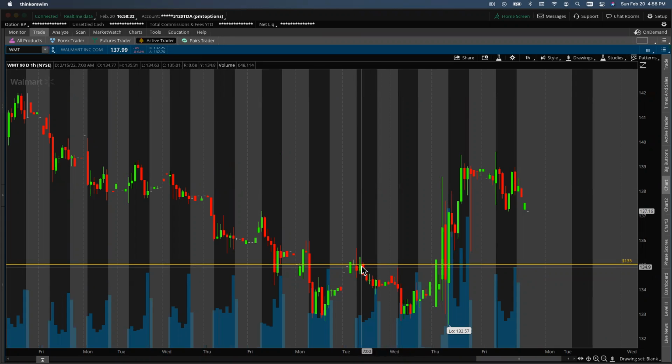Now look, I'm going to look at this green candlestick right here. You guys see my cursor? I'm going to look at the close. The close of this green candlestick looks like it's literally laying on that 135 level, exactly at the open of this red candlestick. So let's look at the close.